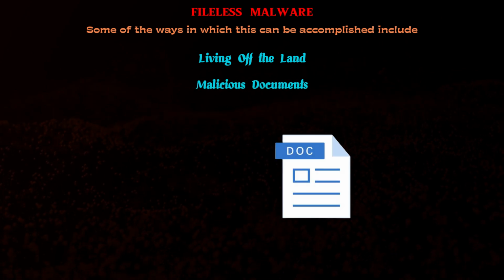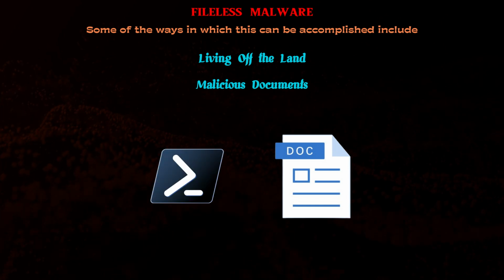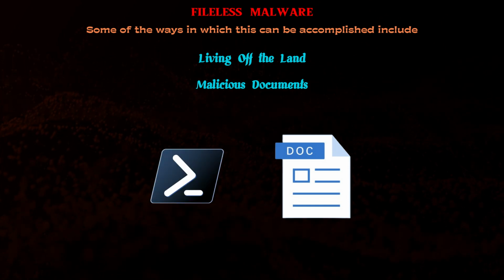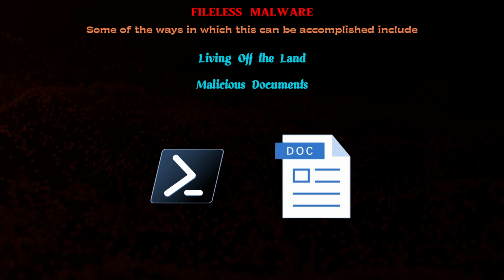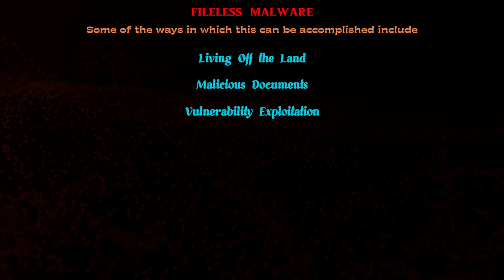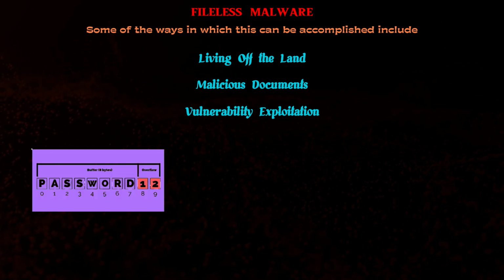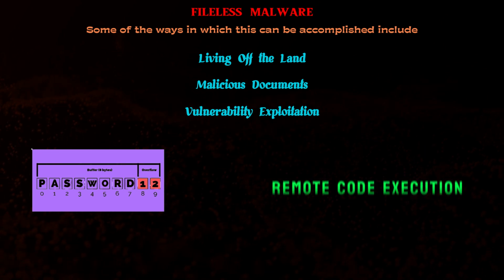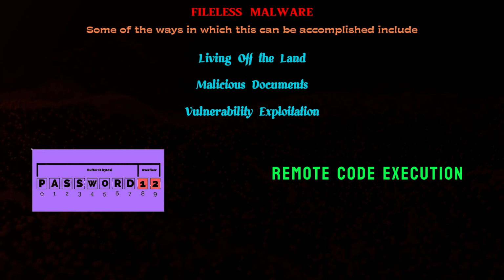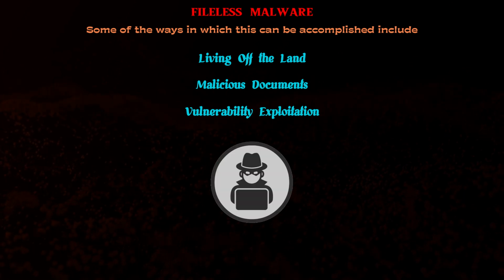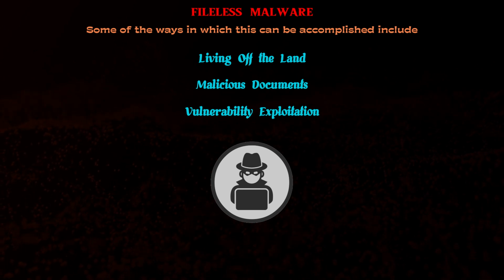A Microsoft Office document may include malicious macros that use PowerShell to execute commands. This could include downloading and running additional malware without writing it to disk. Vulnerability exploitation. An application may contain a buffer overflow or other remote code execution vulnerability. By exploiting this vulnerability, an attacker can run malicious commands within the vulnerable process without writing anything to disk.